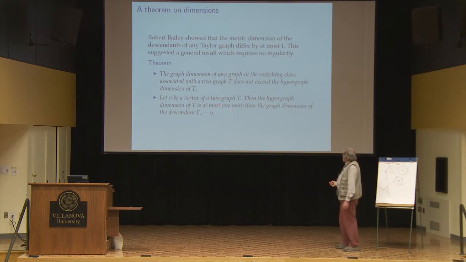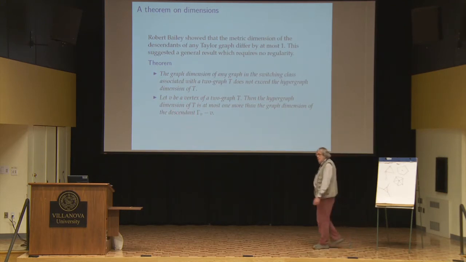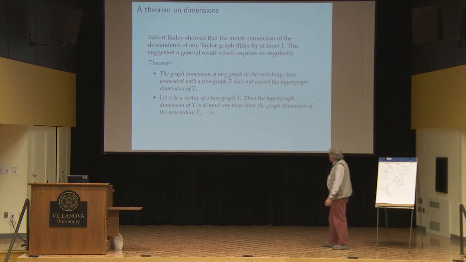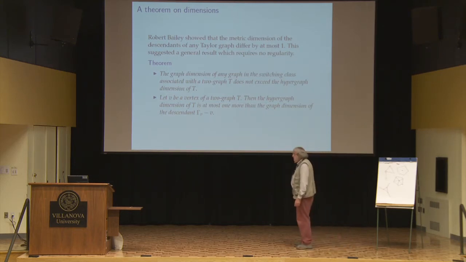But you see, there is a bit of a gap here. This result applies to the whole switching class. This result only applies to those particular graphs that happen to have isolated vertices. So I don't quite know how to fill that gap, but I think that's about all I have for you.